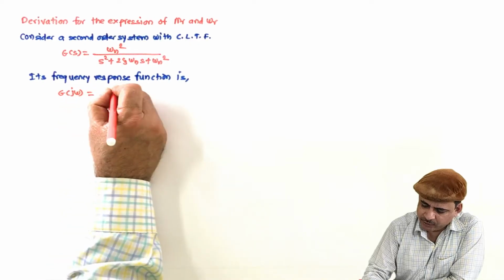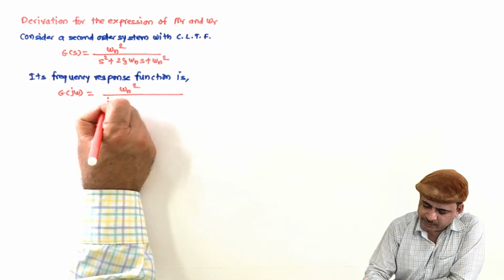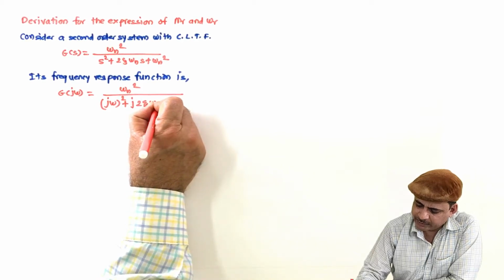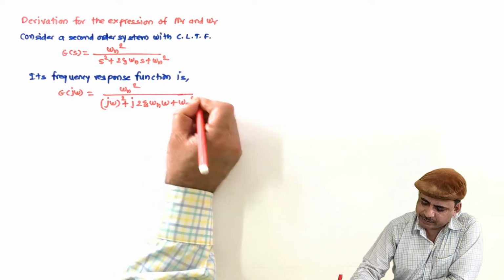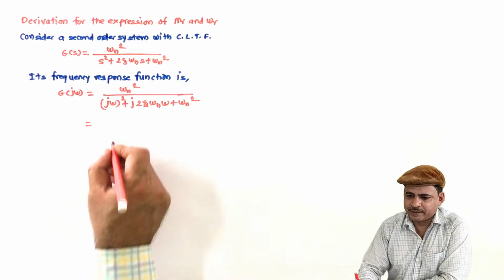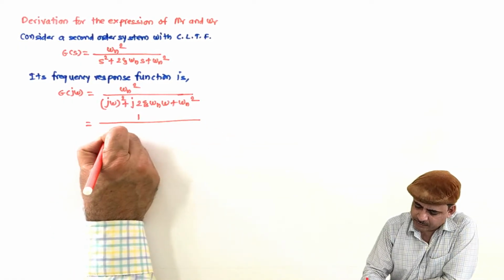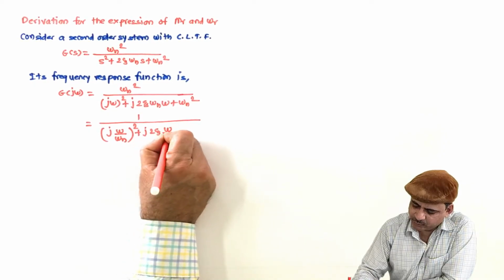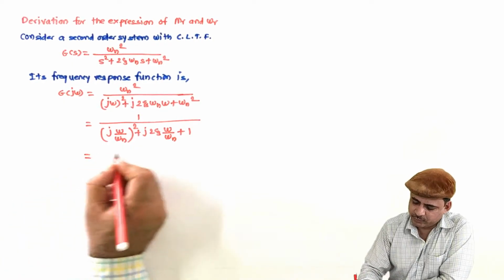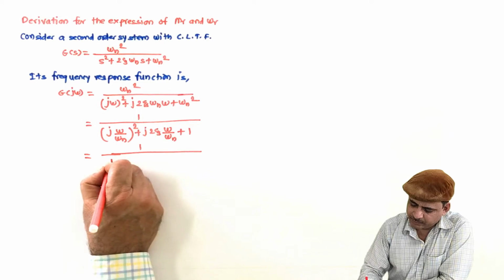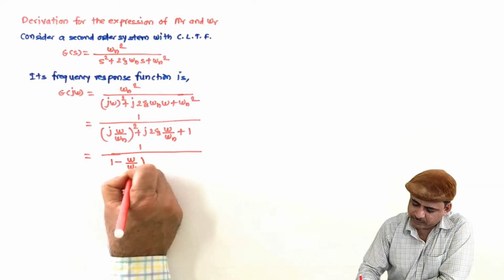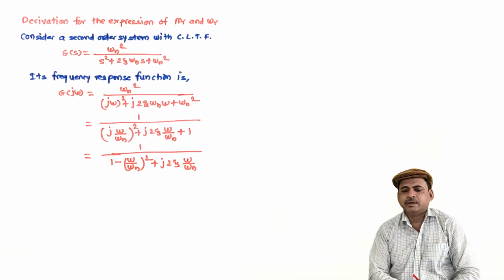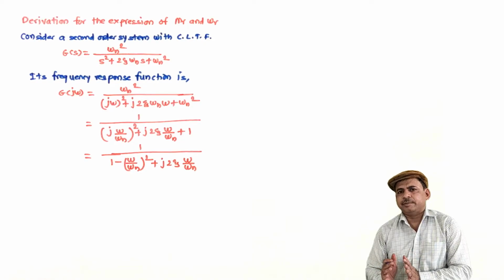G(j omega) will be equal to omega n square upon, every s will be replaced with j omega, so j omega whole square plus 2 zeta omega n j omega plus omega n square, and taking omega n square common we get 1 upon j omega by omega n whole square plus j 2 zeta omega by omega n plus 1, which is also equal to 1 upon 1 minus omega by omega n whole square, because j square is minus 1, plus j 2 zeta omega by omega n, and we are going to obtain the magnitude function for this.